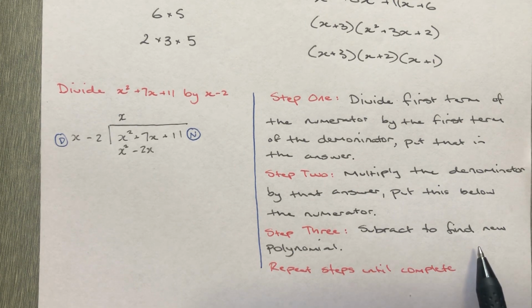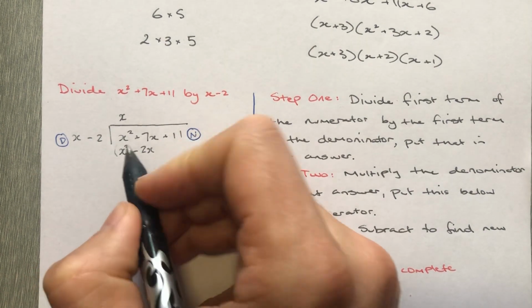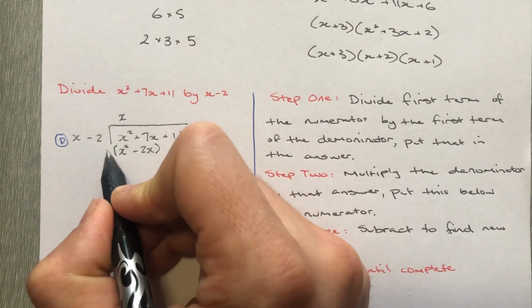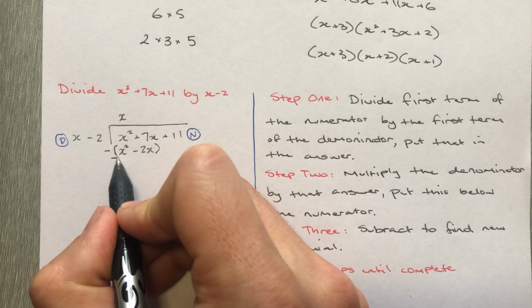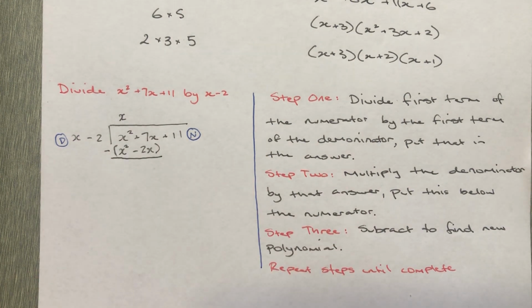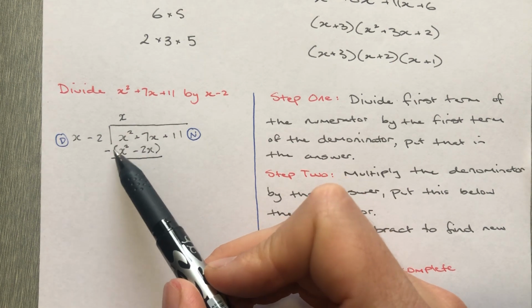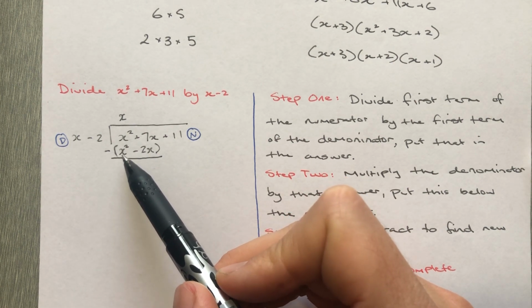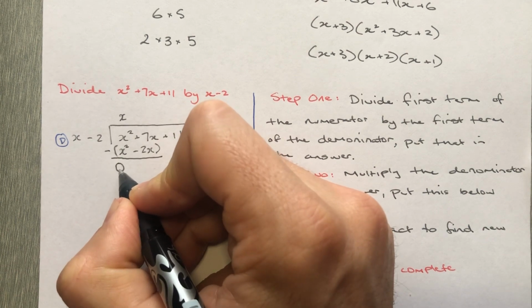Subtract to find a new polynomial. So what that means is we're taking this line away from that line above. So I'm going to put a little line in here. You don't necessarily have to do that, but x squared minus x squared gives us 0. I'll put my 0 down there. You're always going to end up having a 0 there.